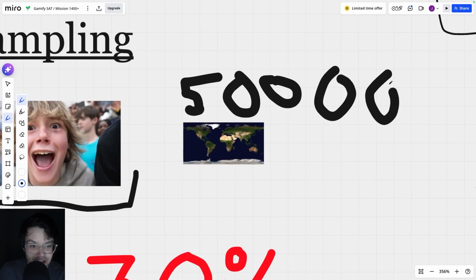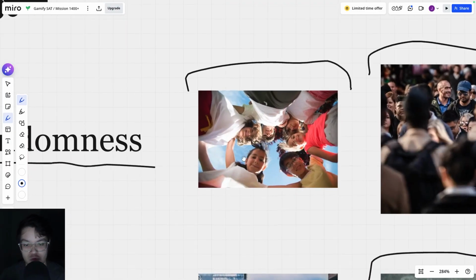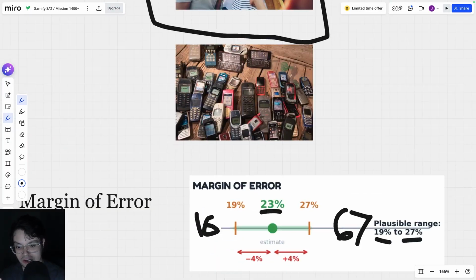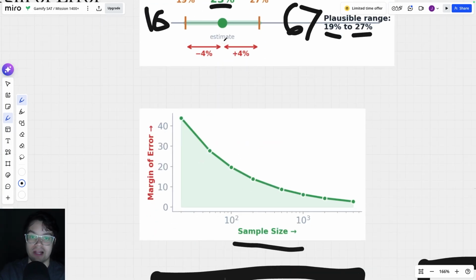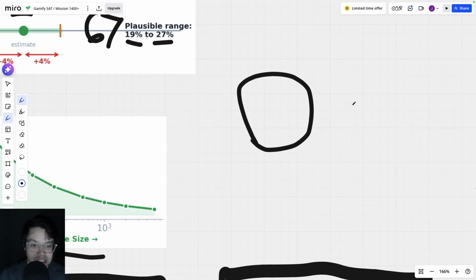What if we ask like 50,000? What if we ask 500,000? As we ask more and more people, the chances that we're right just gets higher and higher, because as you ask more people, it's more likely that you're going to get to the people who actually are representative of the full population. It's also kind of like if you flip a regular coin a million times, it's likely to get about 50% heads, 50% tails.